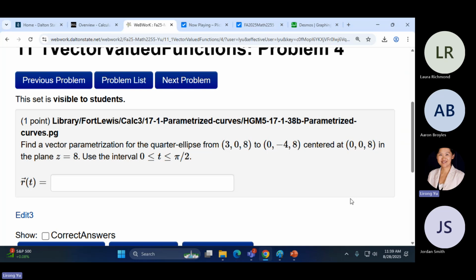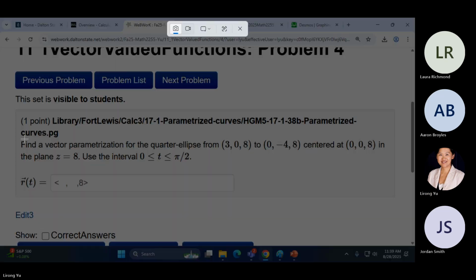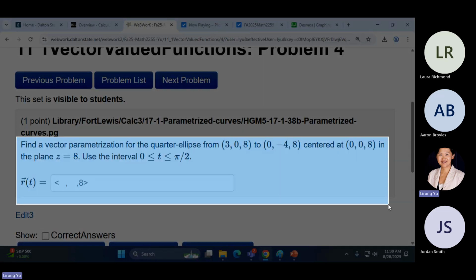So one thing for sure, we are making z equal to 8, since it's in the plane z equals 8, and there's no problem with z being 8. The only problem is we still have to find the x value and the y value. The points (3, 0, 8), (0, -4, 8), and (0, 0, 8) indicate that the z value has to be 8, and the ellipse is in the xy plane. So let's focus on the xy plane to determine the ellipse.